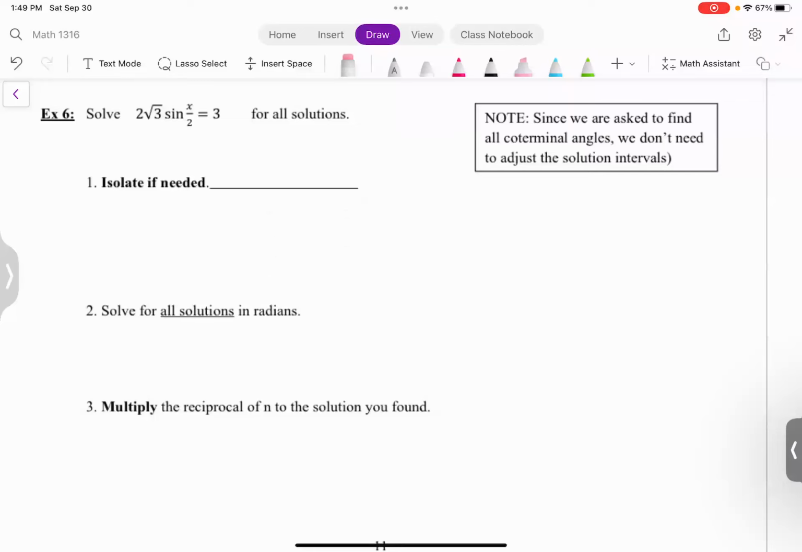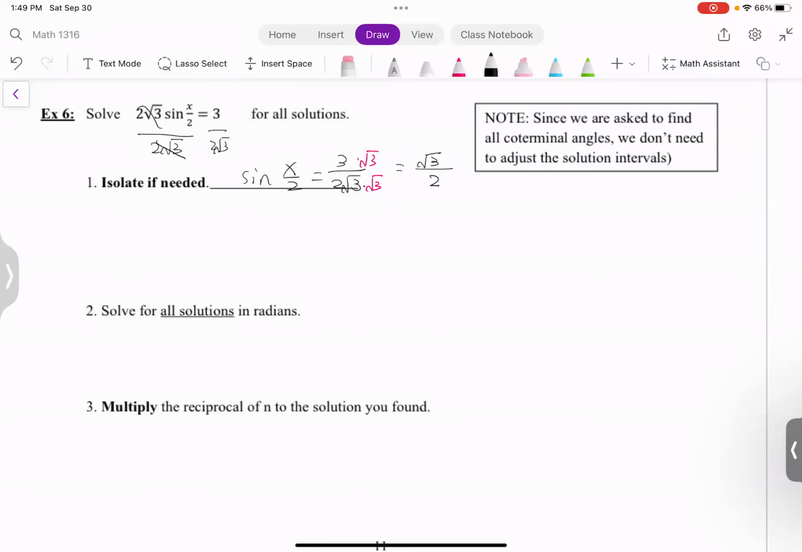Okay, let's see this one. Isolate the sine x over 2 first. Divide by 2 square root of 3 on both sides. I'm having sine x over 2 equals 3 over 2 square root of 3. Rationalize the bottom, square root of 3 times square root of 3. I'm having 2, what is that? Square root of 3 over 2.